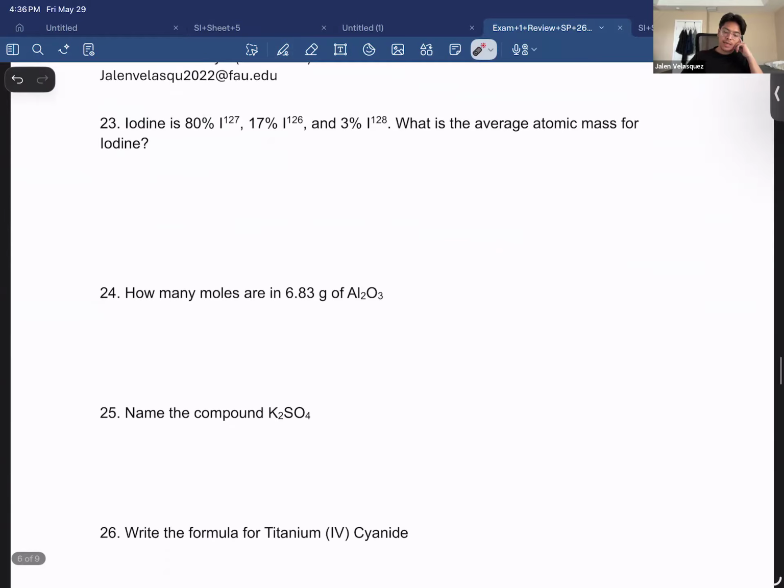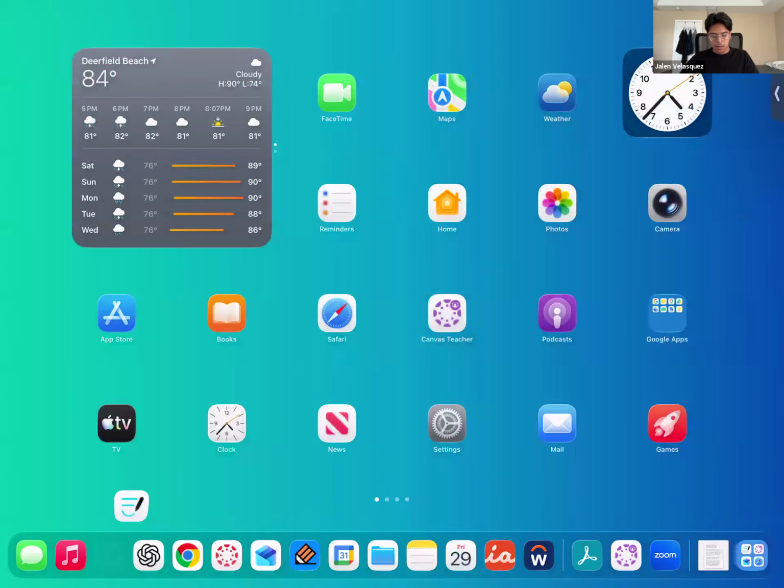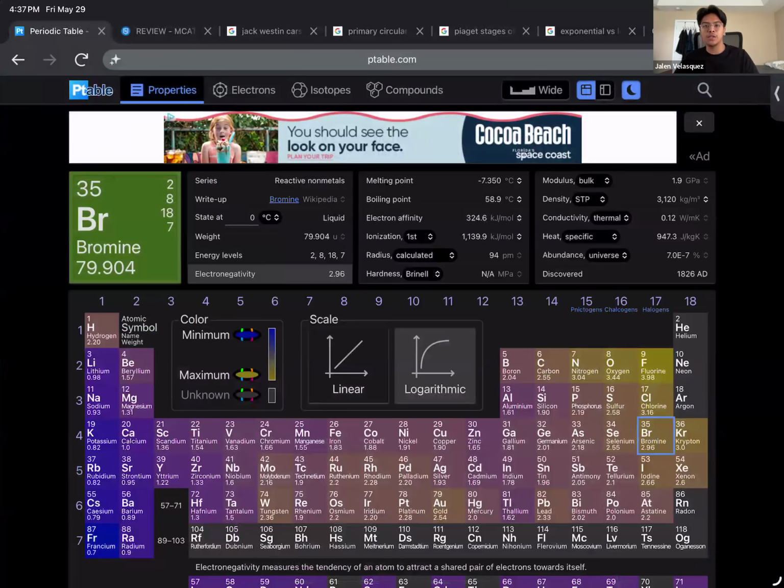So number 23 says that iodine is 80% I-127, 17% I-126, and 3% I-128. What is the average atomic mass for iodine? So we have to use the equation to solve for average atomic mass, right? Just what average atomic mass is, right? I just mentioned isotopes, right?